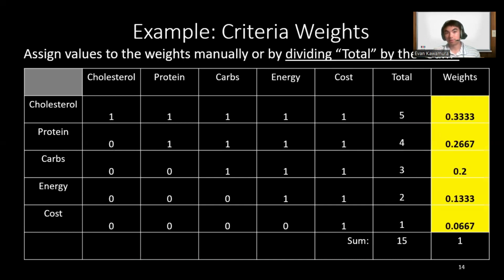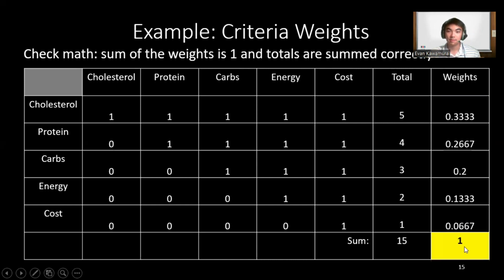After you do that, you can assign weights manually, or you can do what I like to do, which is to divide each total by the sum of the totals. Here the sum is 15. So the weight for cholesterol is going to be 5 divided by 15, which is 1/3. And so on. You keep going for protein, carbs, energy, and cost. Make sure you sum all of these, and they should equal 1. Then just double check your math that you get 1. Check your totals, just double check everything. It's best to do this in Excel. We'll go over an example a little bit later in another video.